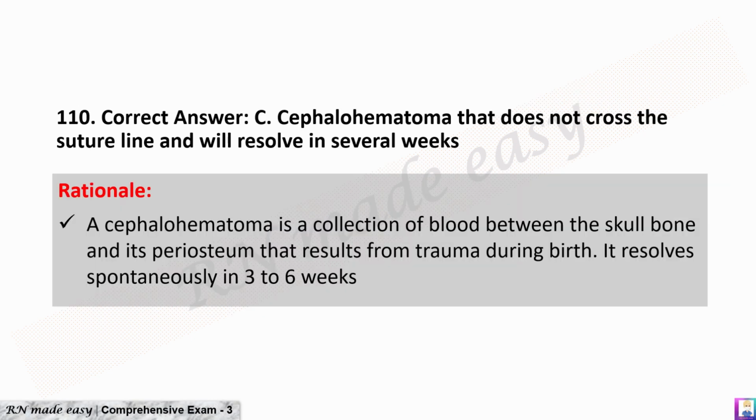The correct answer, C. Cephalohematoma that does not cross the suture line and will resolve in several weeks. Rationale. A cephalohematoma is a collection of blood between the skull bone and its periosteum that results from trauma during birth. It resolves spontaneously in 3 to 6 weeks.